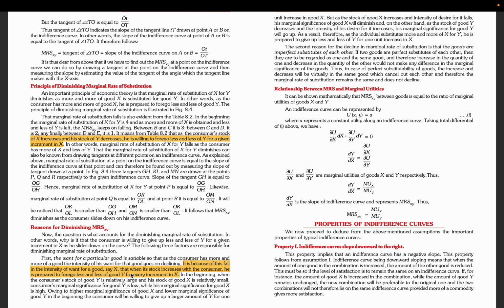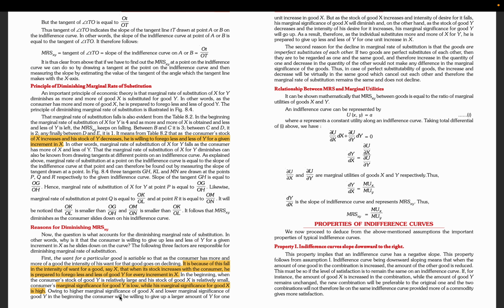In the beginning, when the consumer's stock of Y is relatively large and stock of X is relatively small, the consumer's marginal significance for good Y is low, while his marginal significance of good X is high. So initially, when he had more of Y and less of good X, his significance for Y was low because he had a lot of it.